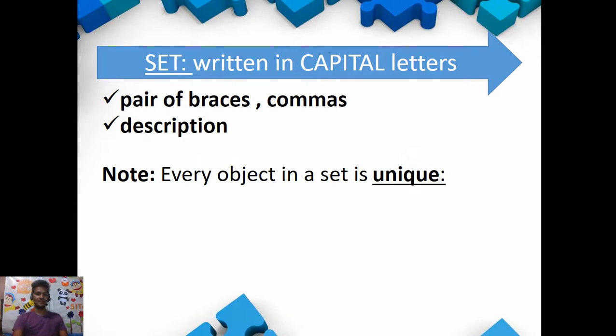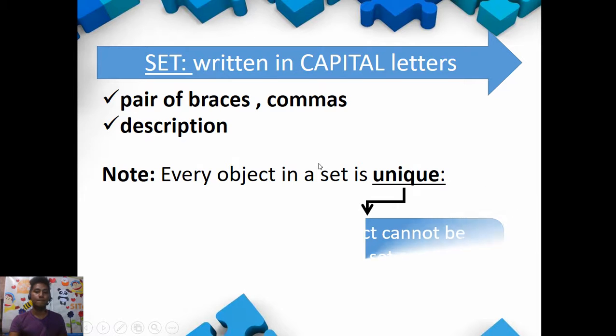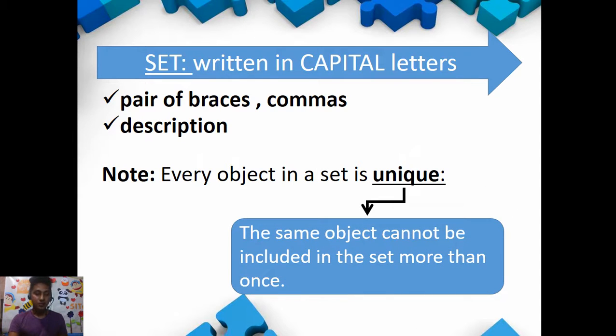Next. So how are we going to write a set? A set is written in capital letters, and it includes a pair of braces, commas, and the description. Every object in a set is unique. Take note of this one. Every object in a set is unique. Unique means the same object cannot be included in the set more than once.